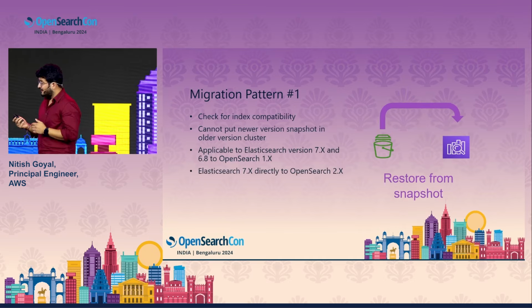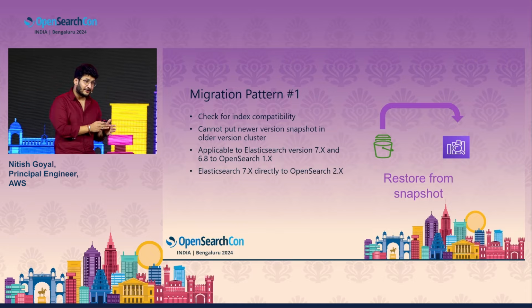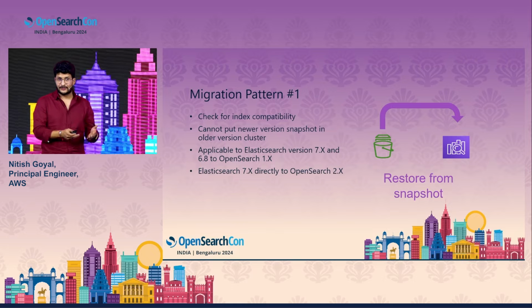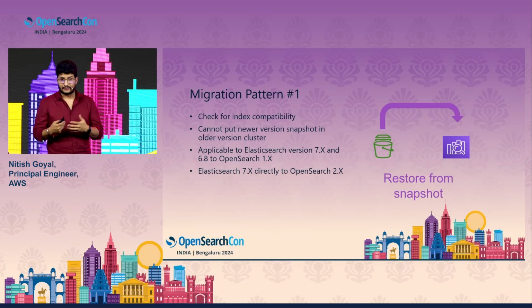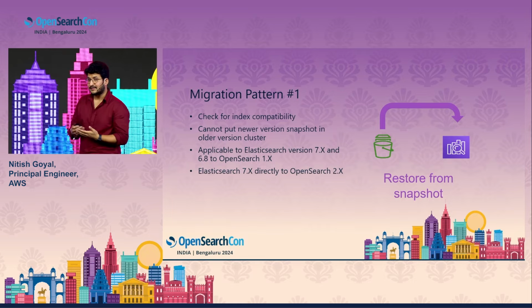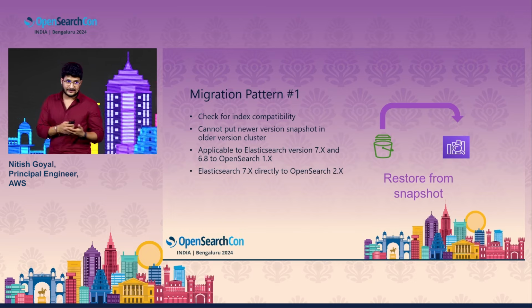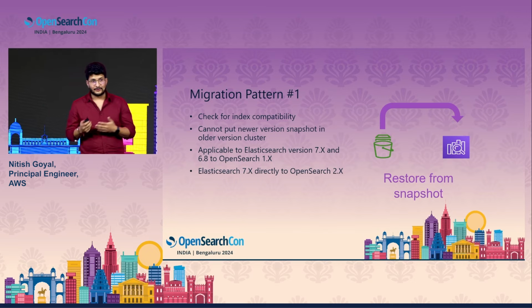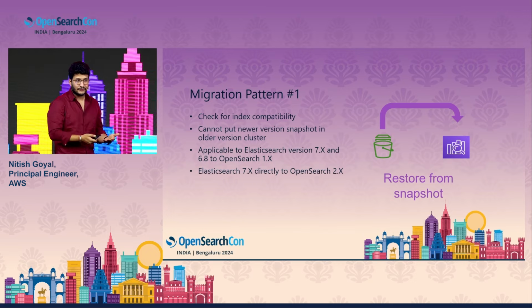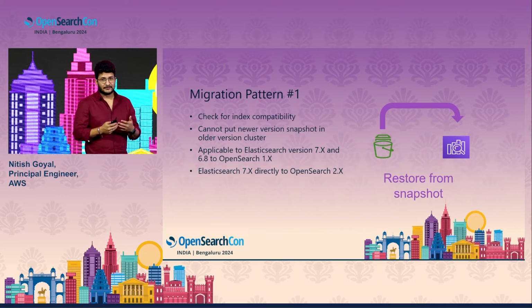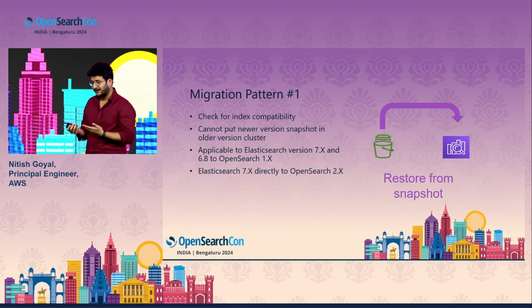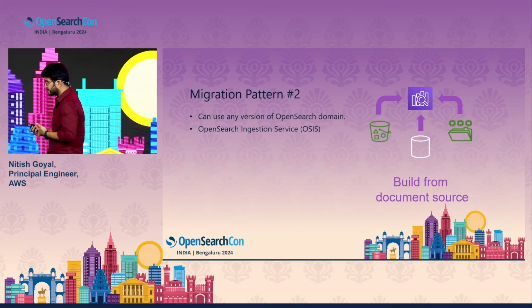So one important thing I want to talk about is that 1.x was purely a renaming or a fork from Elasticsearch 7.10 to 1.x. Customers on 7.x can directly move to 2.x as well, because they do not need to do a re-indexing here, as there is no change in the index metadata or in the mappings.